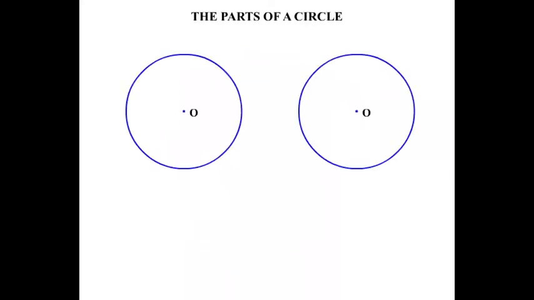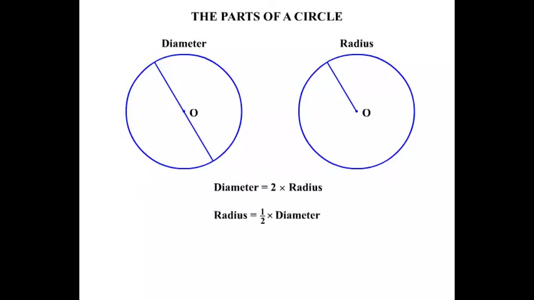Let's just consider these 2 circles here. Let's see the connection between diameter and radius. We'll draw the diameter and draw in a radius. Now the diameter is 2 times the radius. Or another way of thinking about that is that the radius is half of the diameter.